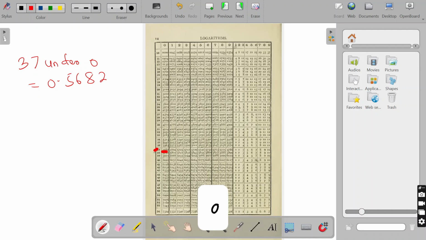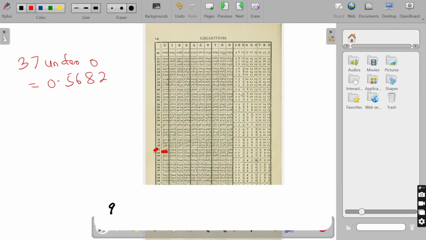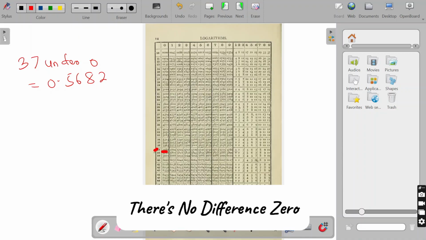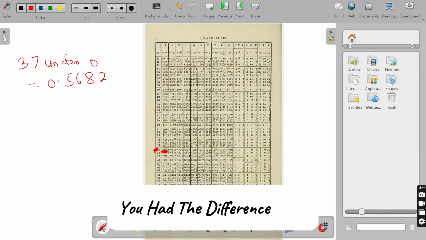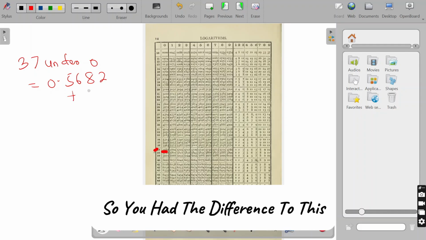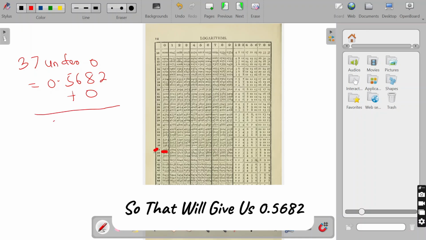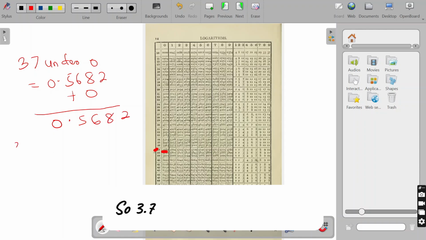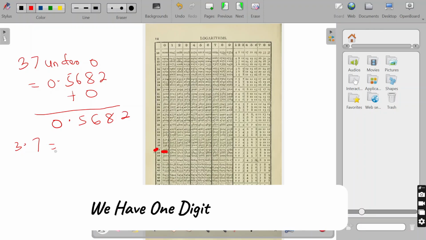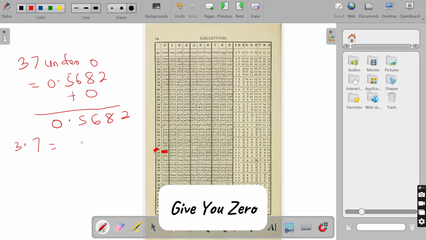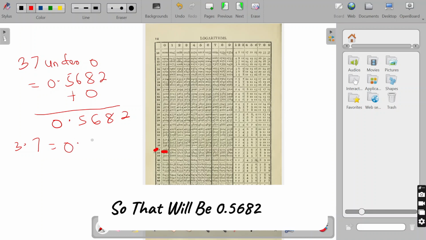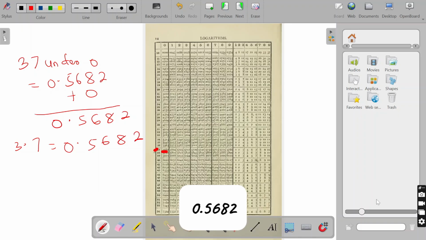You can see that there's no difference 0. It starts from 1, 2, 3, 4, 5, 6, 7, 8, 9. So just follow along that same row. There's no difference 0, so you add no difference to it. That will give us 0.5682. So 3.7 expressed in logarithm: we have 1 digit before the decimal point. Remove 1 from it, that will give you 0. So that will be 0.5682. That will be the answer, 0.5682.